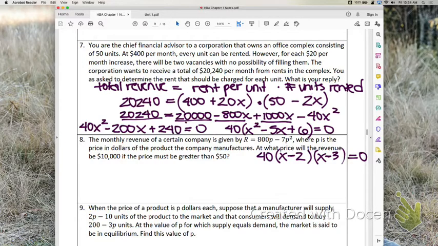And then if you remember from our example in class, we finished up by asking the question, how much rent? So we went back to this expression for rent and plugged it in. Okay? That one then would tell you that you should charge either 400 plus 20 times 2, so that would be 440, or 400 plus 20 times 3, which would be 460. Either one. Okay.